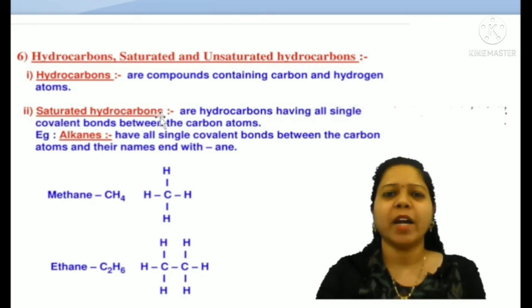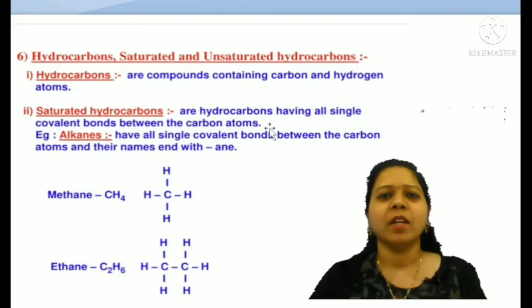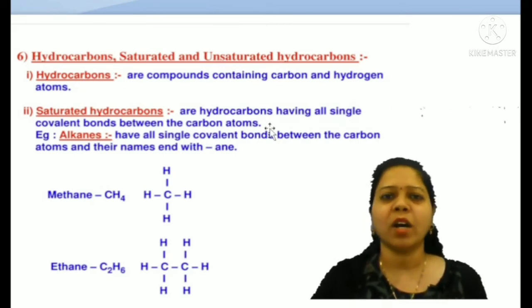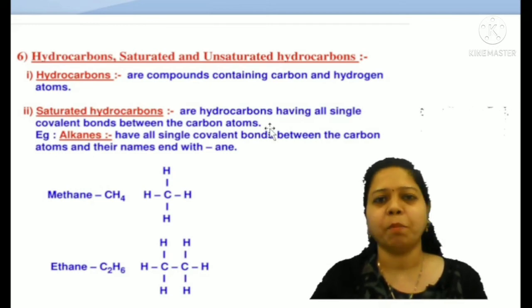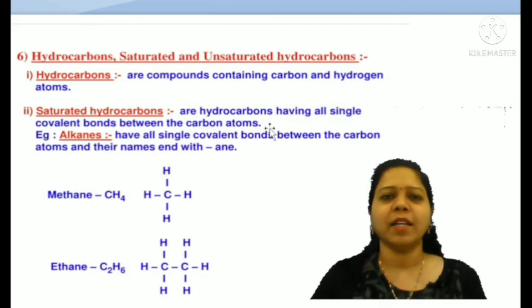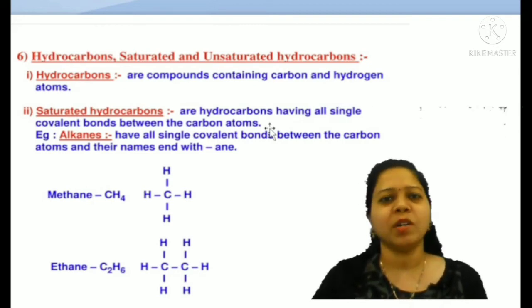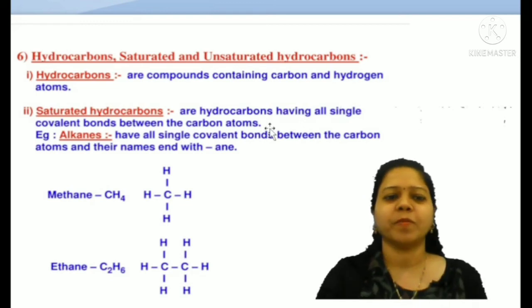What is meant by saturated hydrocarbons? Saturated hydrocarbons are hydrocarbons having all single covalent bonds between the carbon atoms. Saturated hydrocarbons are those in which only single bonds are there, and unsaturated hydrocarbons are those in which double or triple bonds are there. Here alkane is the example of saturated hydrocarbons, and alkenes and alkynes are the examples of unsaturated hydrocarbons.